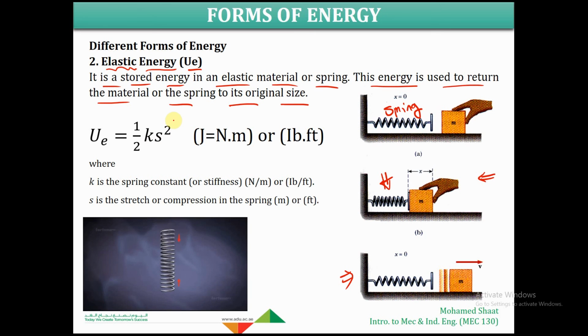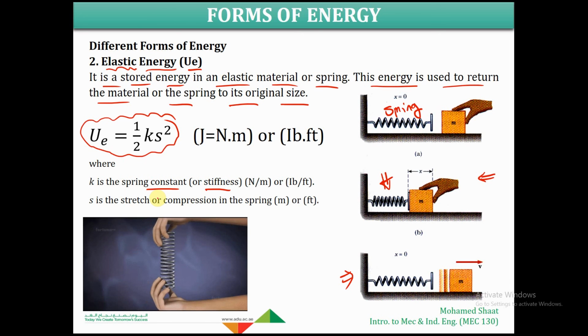This elastic energy can be represented for a linear spring in this form as 1/2 K. K is a constant of the spring, known as the spring stiffness or the spring constant. The spring is one of the mechanical components, and any spring has a specific value known as the spring constant. It is measured in Newton per unit length, or force per unit length, which is Newton over meter, or pound over foot, in case we are working with the inch system.